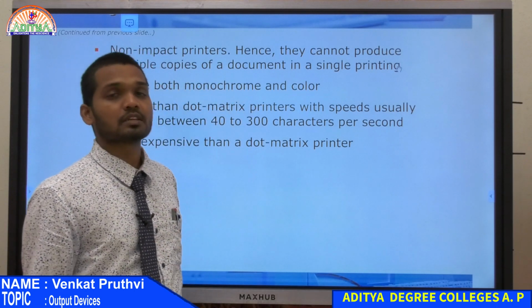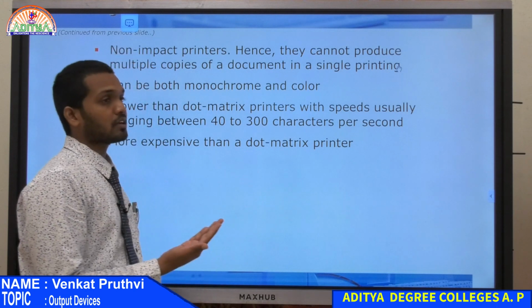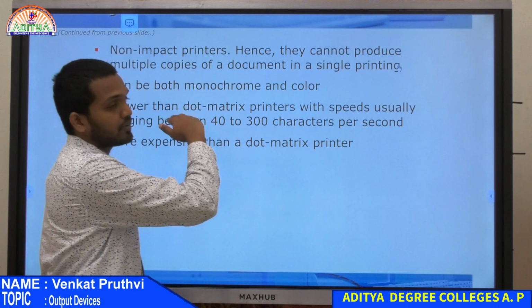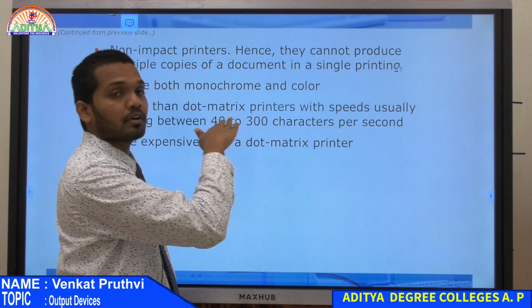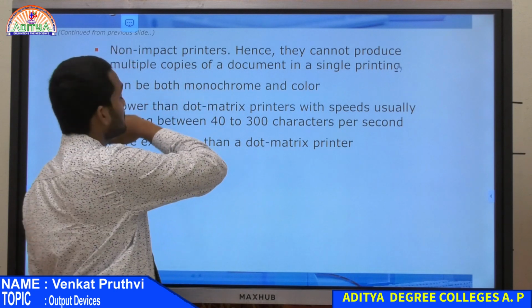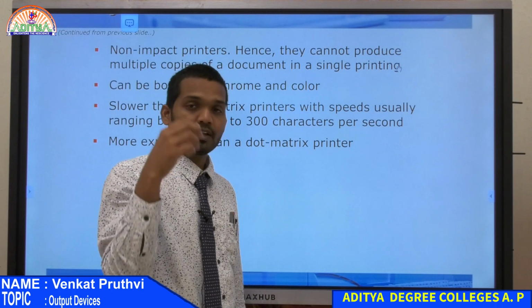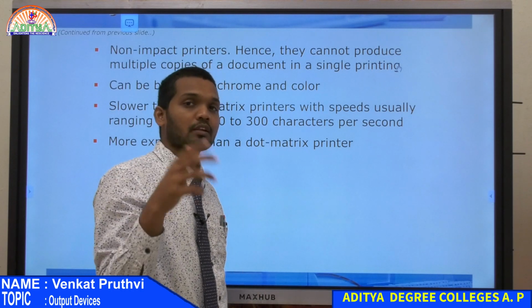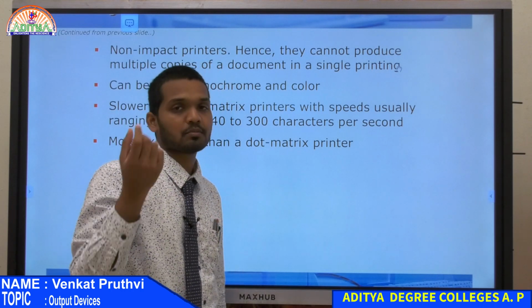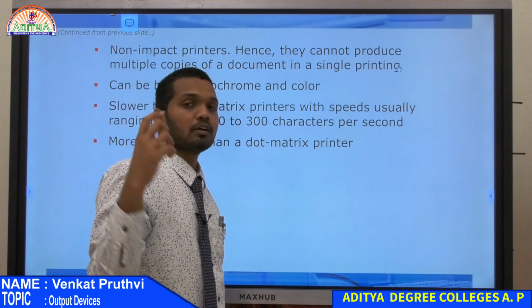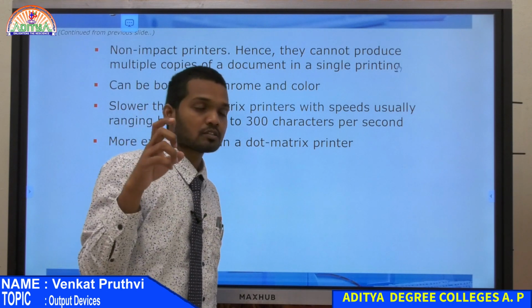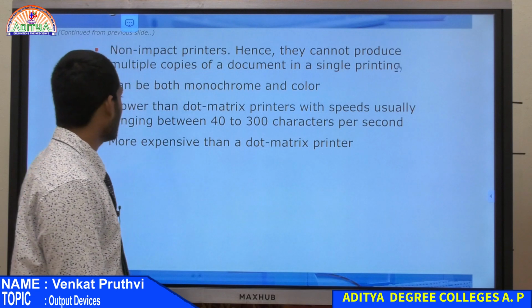Monochrome in the sense single color, as in you can consider it as black and white, as well as you can get color prints in inkjet printers. Inkjet printers have those color fillers inside them. You have to replace those color ink bottles, and you'll have those small ink nozzles, which you also have to replace.